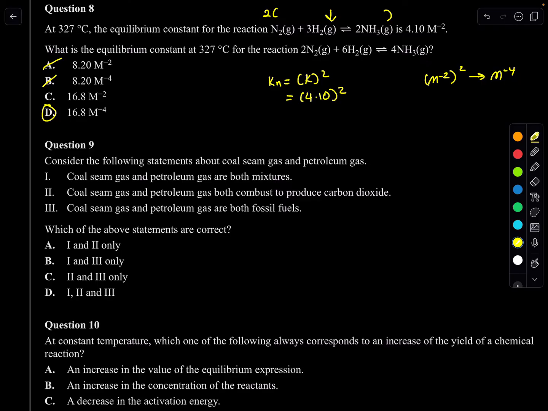Remember, it has gasoline, kerosene, diesel, fuel. It's just a mix of fuels. Yeah, they are both mixtures. So that is correct. Coal seam gas and petroleum gas both combust to produce carbon dioxide.